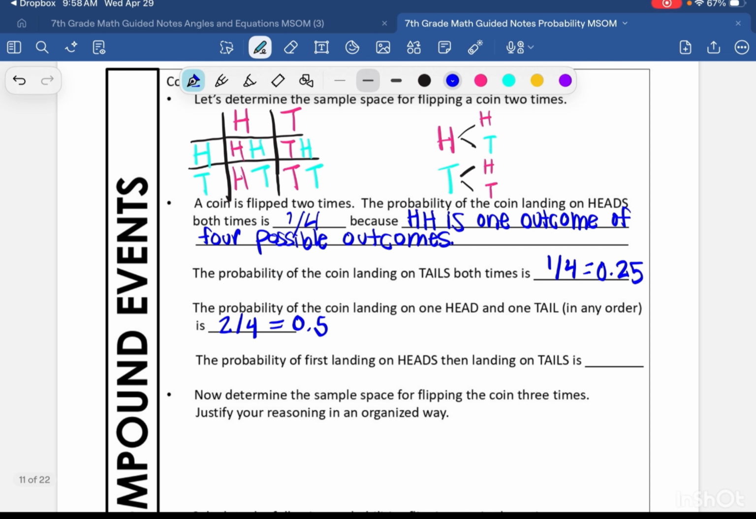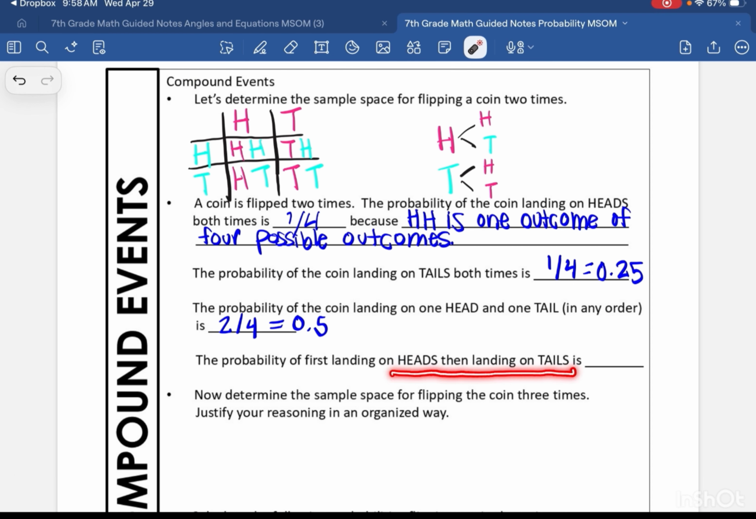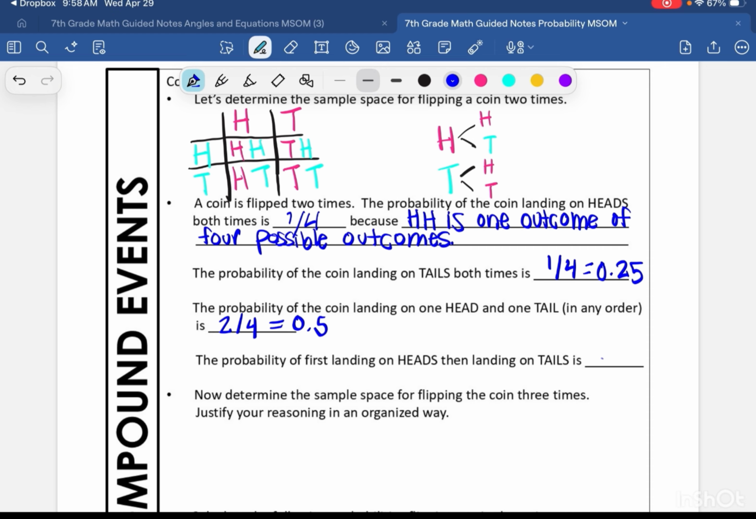The probability of landing on heads then landing on tails. So in that case, I have to get a heads first and then a tails. So it would be this one. That's only 1 possible out of 4 total. 1/4. Or again, you could write 25 hundredths.